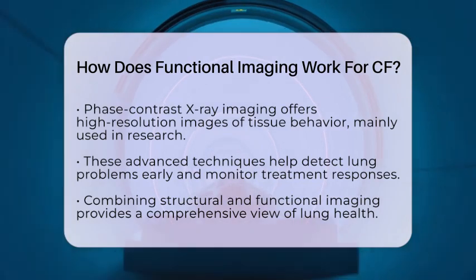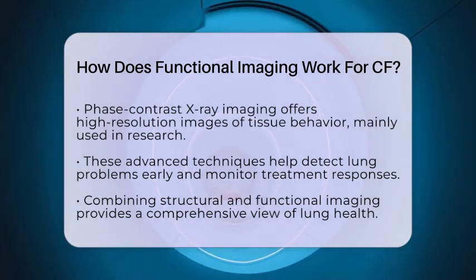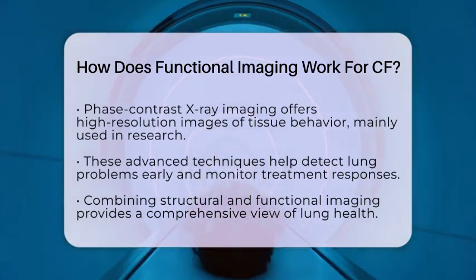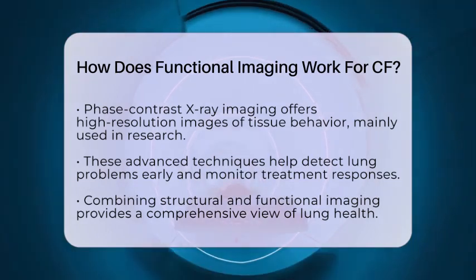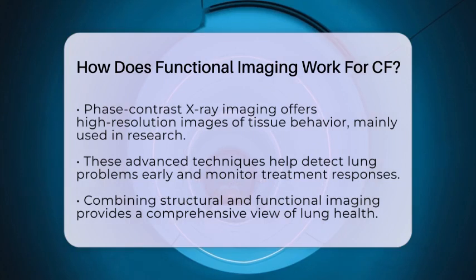While computed tomography scans are still widely used to see detailed lung structures, they primarily show anatomy. The goal with functional imaging is to add physiological information without increasing radiation exposure. Combining these methods allows for a more comprehensive picture of lung health.